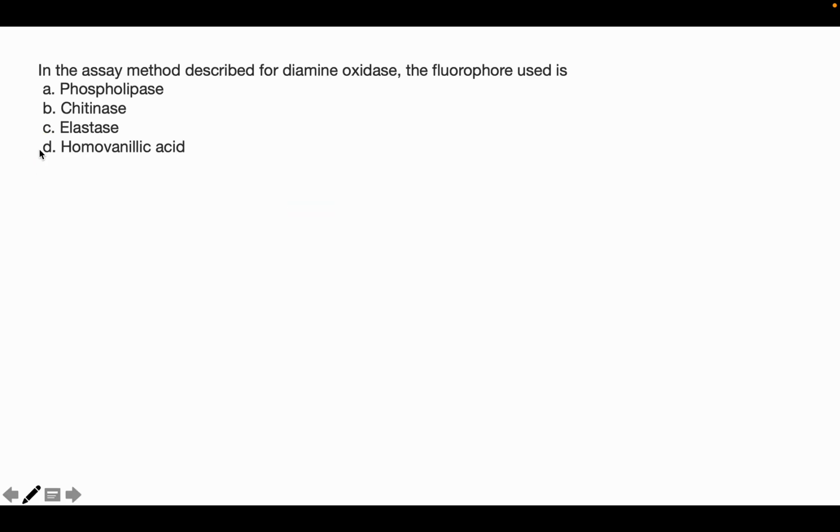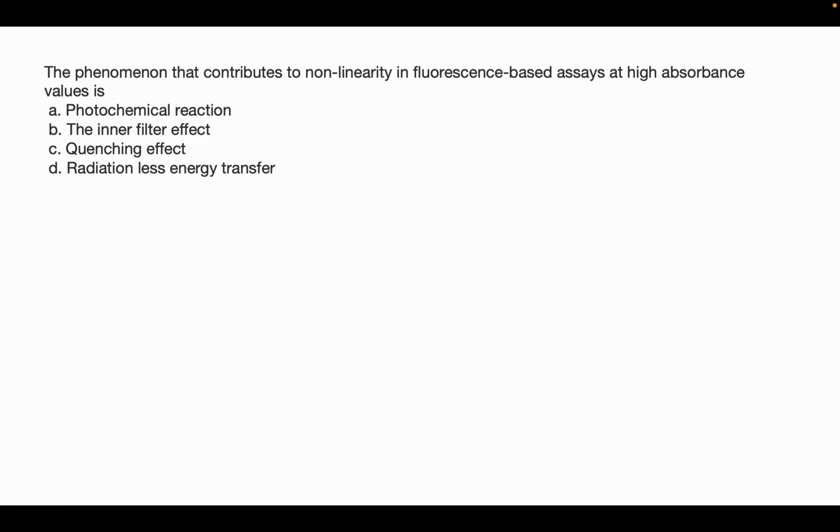In the assay method describing the diamine oxidase, the fluorophore used is phospholipase, chitinase, elastase, homovanillic acid. Correct answer is D, homovanillic acid. The phenomenon that contributes to non-linearity in fluorescence-based assay at high absorbance value is photochemical reaction, the inner filter effect, quenching effect, or radiation-less transfer. The correct answer is the inner filter effect, B.